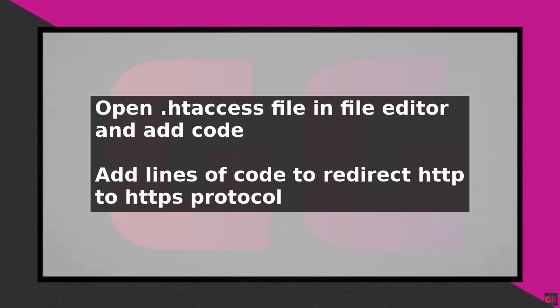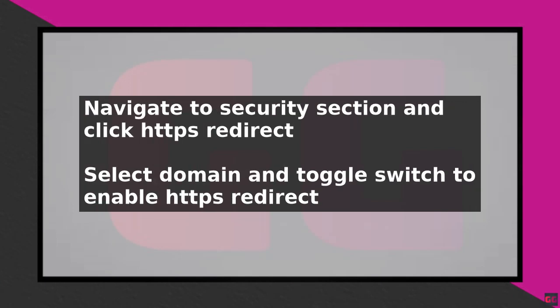HTTPS. The code will look something like this. RewriteEngine On. RewriteCond %{HTTPS} off. RewriteRule ^(.*)$ https://%{HTTP_HOST}%{REQUEST_URI}. After adding the code, save the changes to the .htaccess file. This will redirect all HTTP traffic to HTTPS.